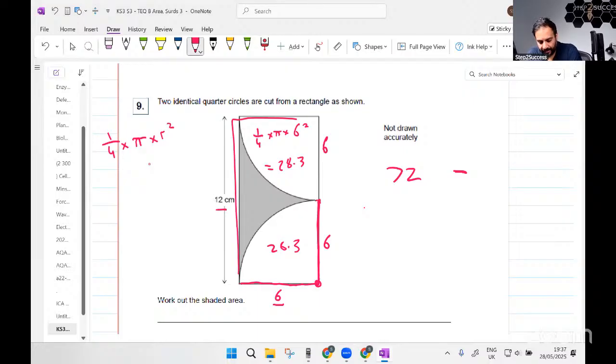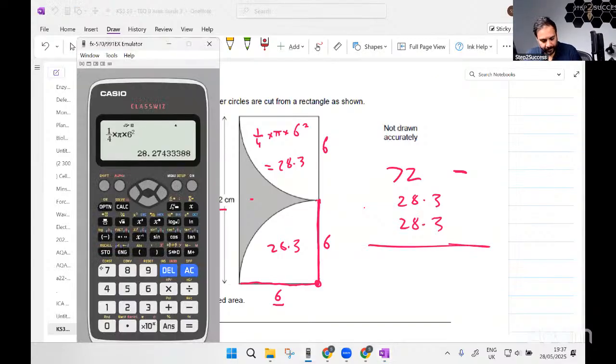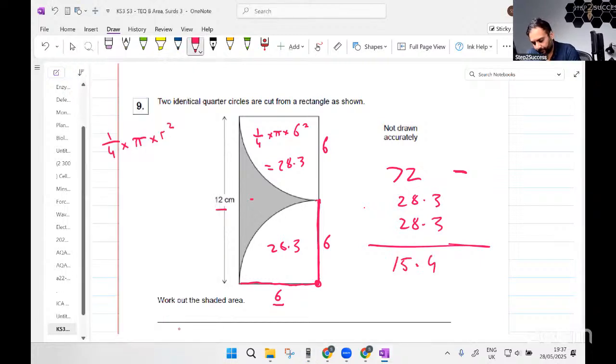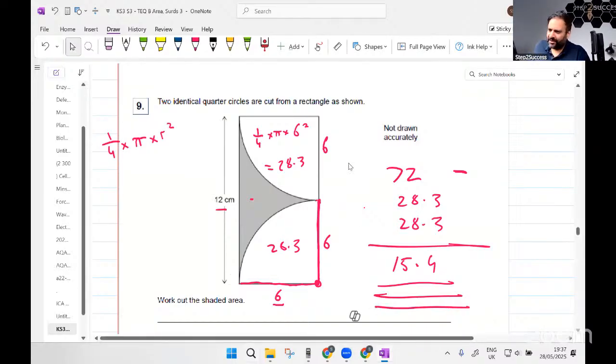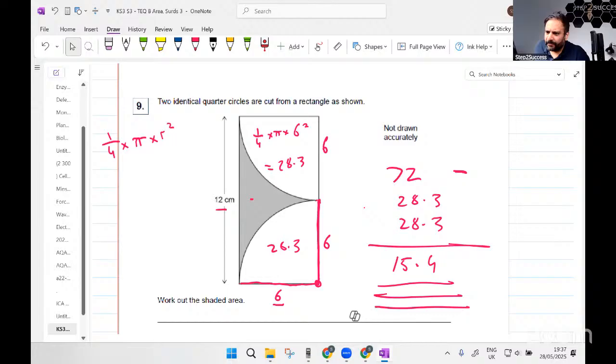The whole shape is 72 area, which means that the shaded bit is just the whole 72 minus the two quarter circle areas, which are both 28.3. So 72 minus 28.3 minus 28.3 gives you the shaded area as being 15.4. That is the shaded area. Again, that's a really hard question, so please don't worry.